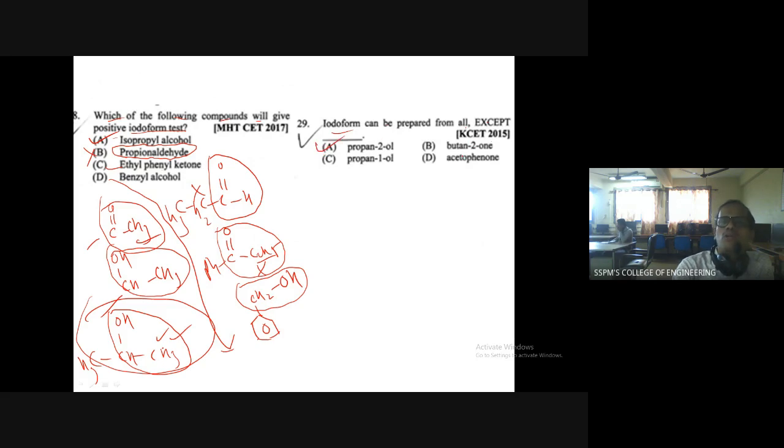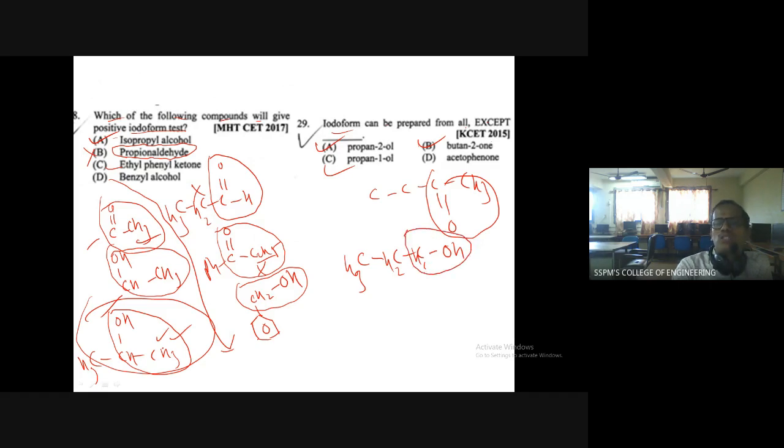Butane-2-ol, meaning 1, 2, 3, 4, 2-ol, has CH3CHOH, so this will give the test. This is correct. The third is propan-1-ol. Propan-1-ol means 3 carbons, and 1-ol means the OH group is on the terminal, the first carbon. So this is the answer. Here we have got a CHOH group, there is no CH3 group attached directly, so this will not give the iodoform test.